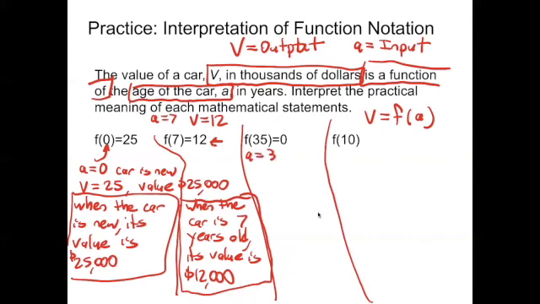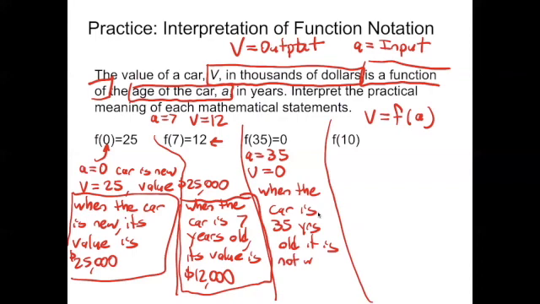So here, f of 35 equals 0. This means when a is 35, v is 0. So when the age of the car is 35 years, it's not worth any money. Its value is 0. It's depreciated to no value. So when the car is 35 years old, it is not worth any money. Its value is 0.